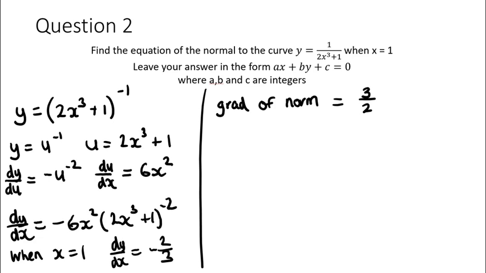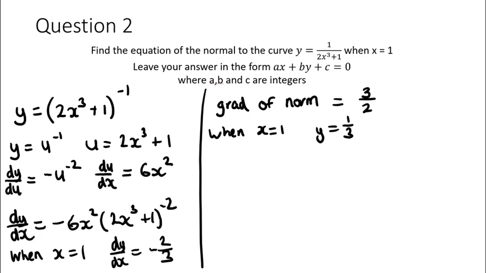So when x is 1, I just sub that into y equals 1 over 2x cubed plus 1. So 1 over 2 times 1 cubed plus 1. When x is 1, I sub that into my y, and I get a third when I do that. So I know that (1, 1/3) is a point on the line. I know the gradient of this normal is going to be 3 over 2. So then I can just sub it into the equation of the line.